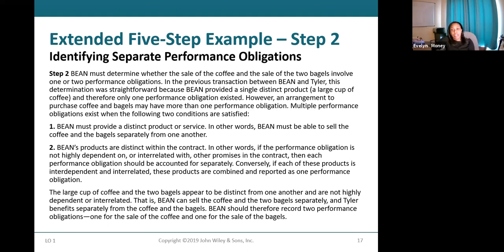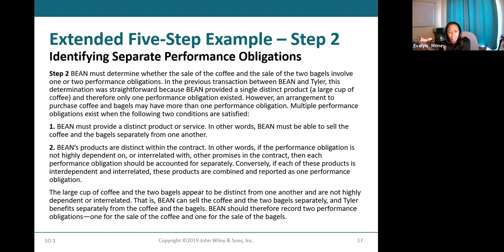Now, in order for us to realize that there are 2 separate performance obligations, each product has to be distinct and not interrelated or highly dependent. In other words, I can have coffee without a bagel. I can have a bagel without a coffee. But let me give you an example of something that is not distinct. All of the ingredients that go in the bagel are necessary for me to have the bagel itself. So when I record the revenue for the bagel, I'm not going to record the revenue that is allocated to the wheat and the eggs and all of the other ingredients that go into making bagels. I'm not going to do that.